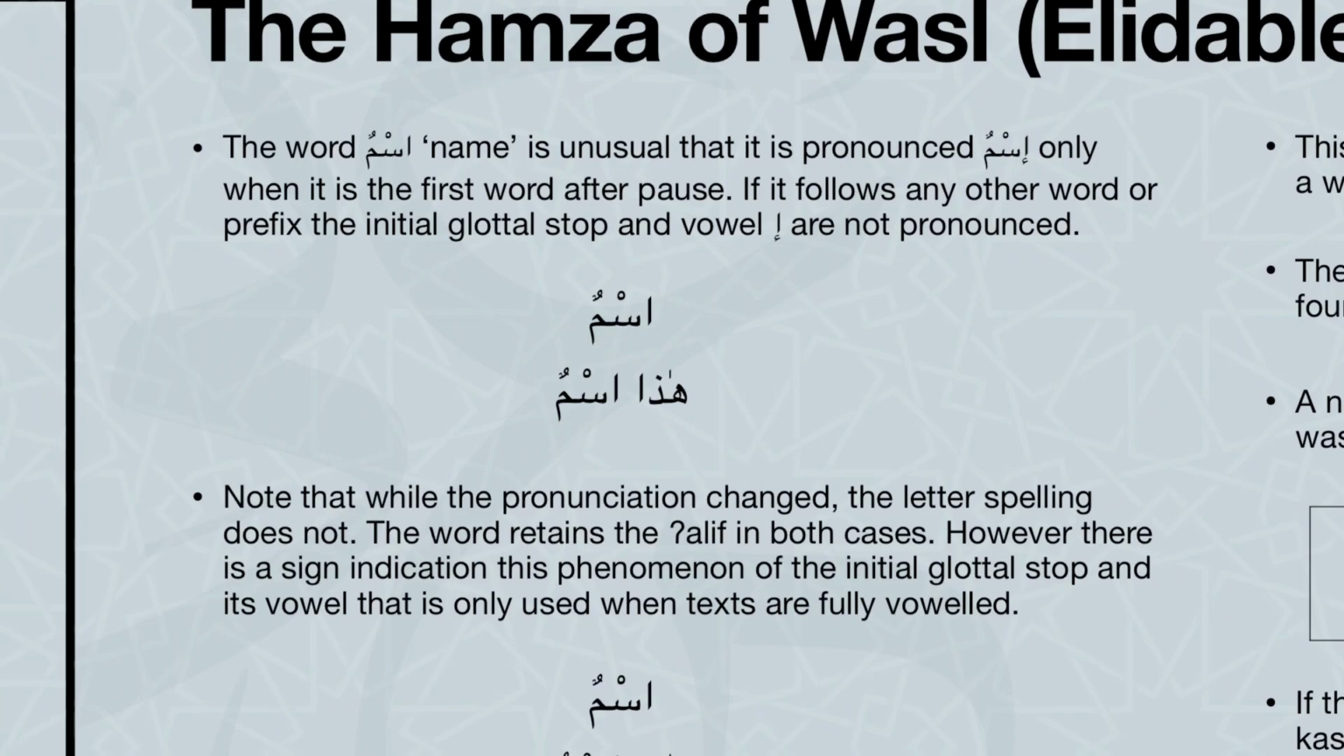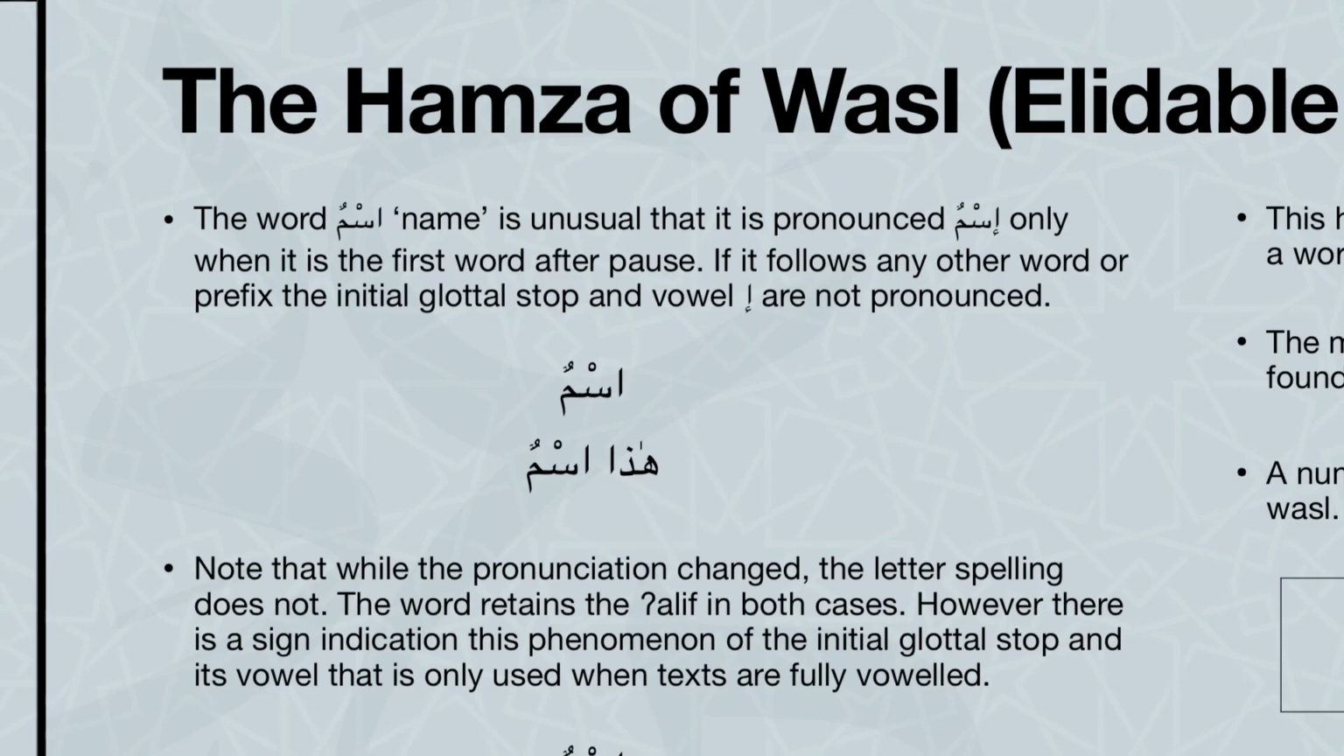هذا اسم. There is no glottal stop and there is no I vowel. So I cannot say هذا اسم. No, that's wrong. So now we can actually understand what is meant by wasl.